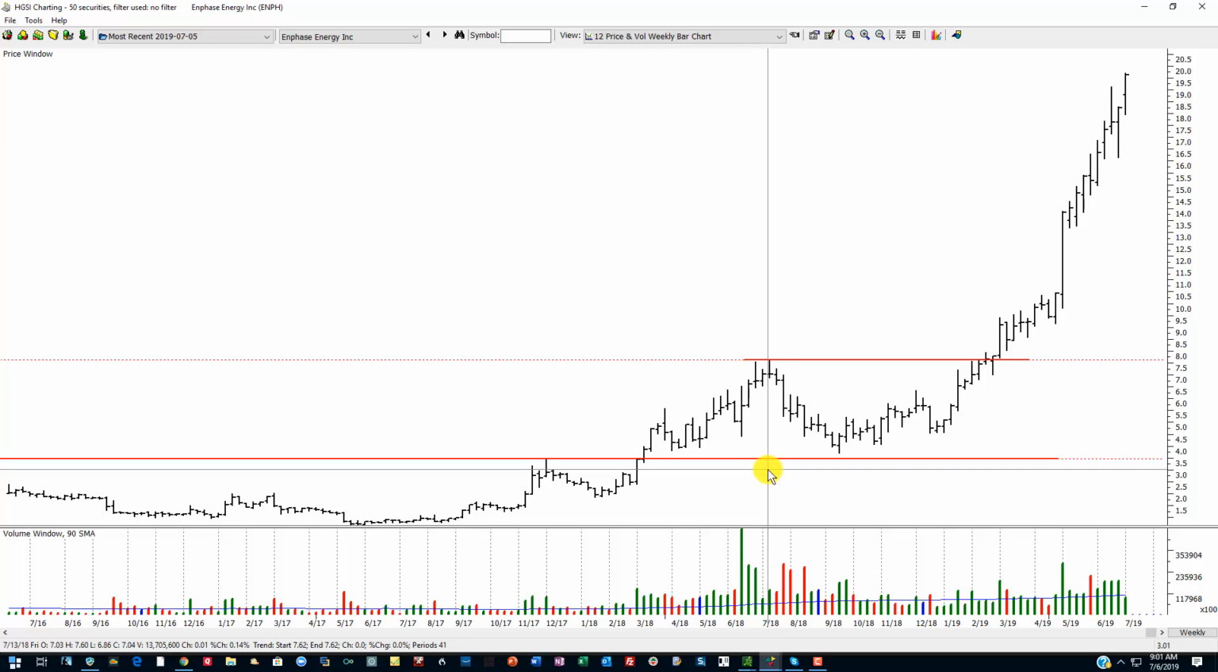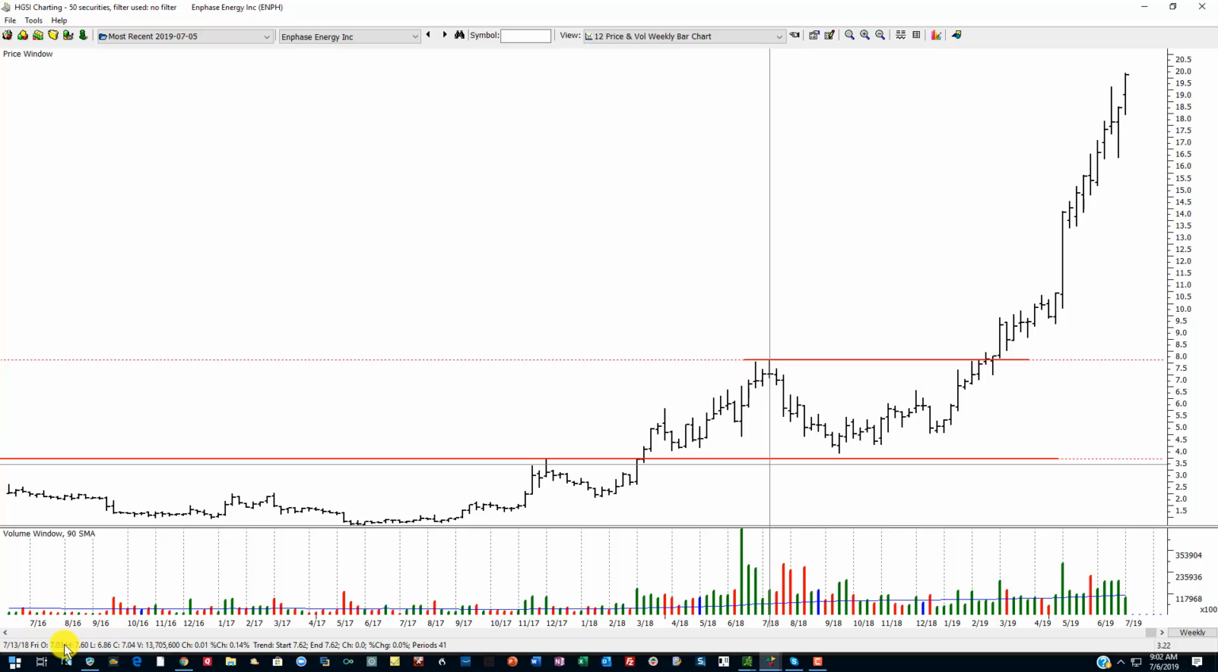And then this is a weak bar at the top because it opened here, traded up to here, and closed where it opened. The volume on that day had picked up. This bar is green because the close is slightly greater than the open.